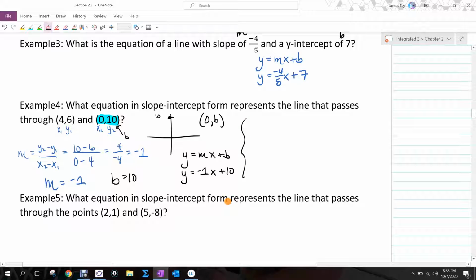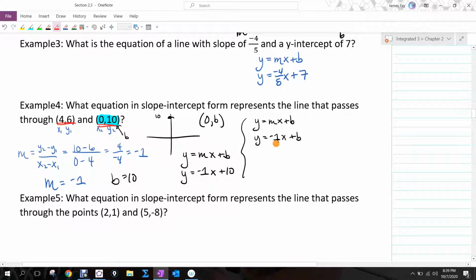Okay. If you don't realize that, and some people aren't going to realize that right away, that that's a y-intercept, you can do it this way. You know your slope. You know your slope was -1. So I'm just going to plug that in. But I don't know anything else. But what I do know is that either one of these points is on my line.